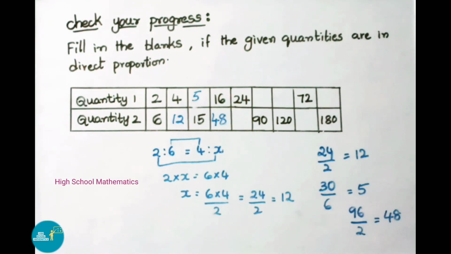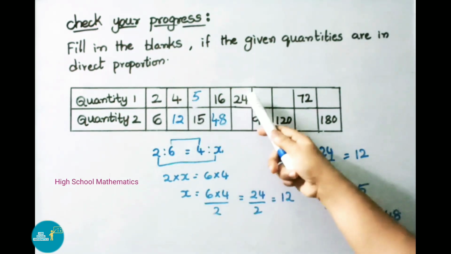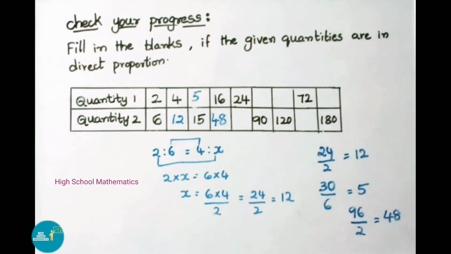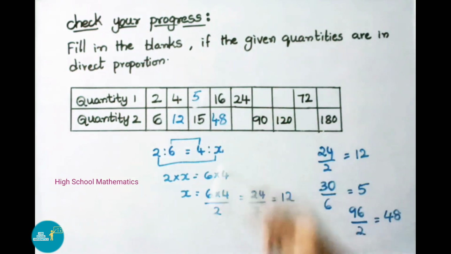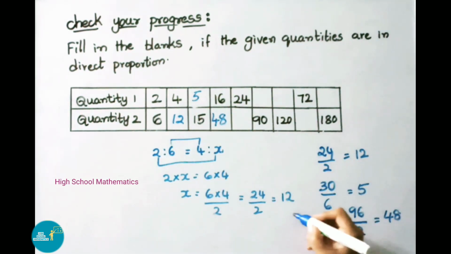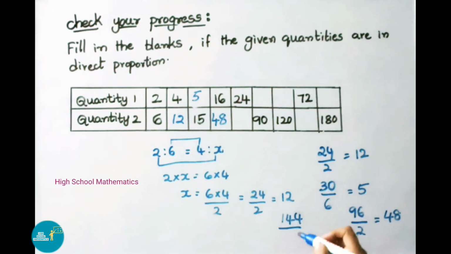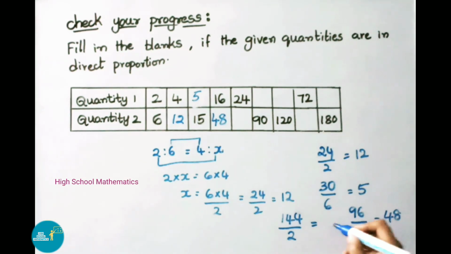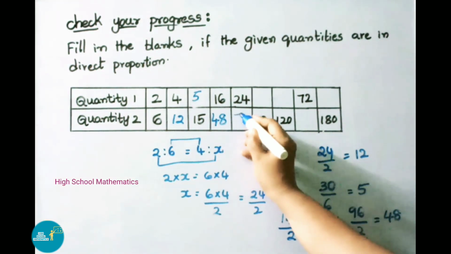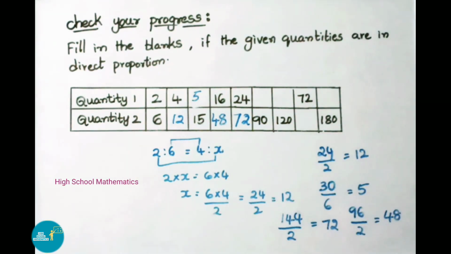See now, fifth one. 2:6, 24 unknown value. So here also we shall do cross multiplication. 6 into 24. 6 into 24 answer is 144, divided by this value 2. 2 table 72 times 144. So this value is 72.